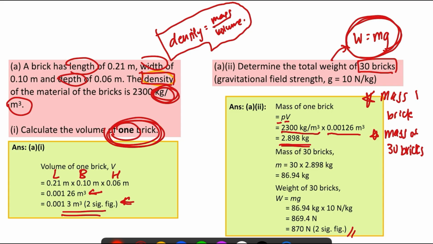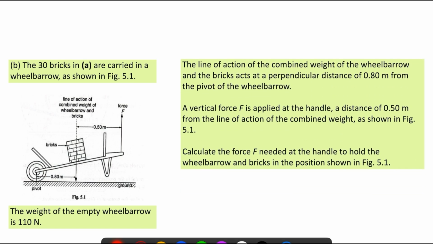Okay, so let's move on to the next part. The 30 bricks in part A are carried in a wheelbarrow, as shown in figure 5.1. The weight of the empty wheelbarrow is 110 newtons. The line of action of the combined weight of the wheelbarrow and the bricks acts at a perpendicular distance of 0.80 meters from the pivot.